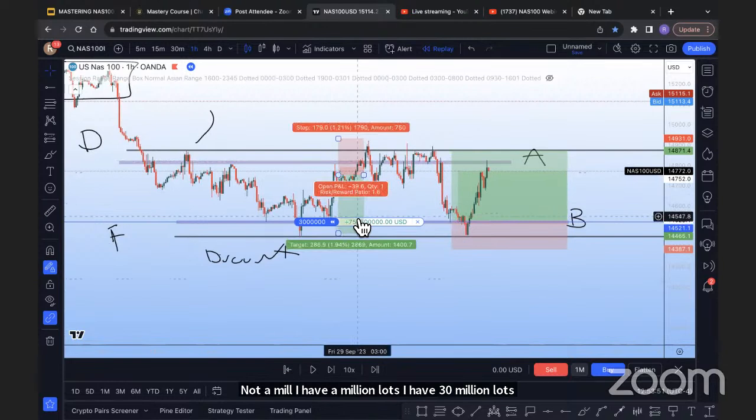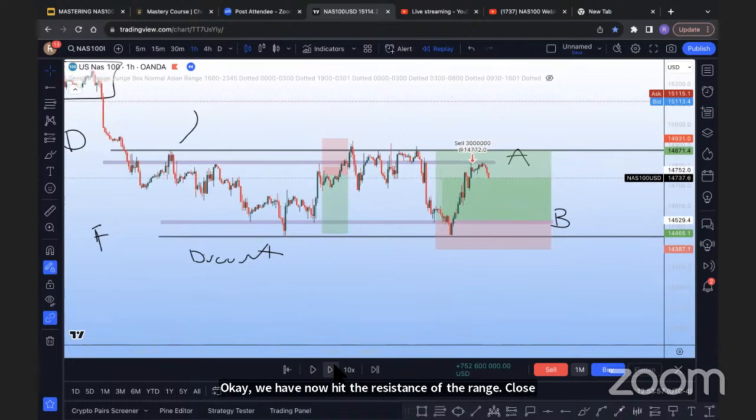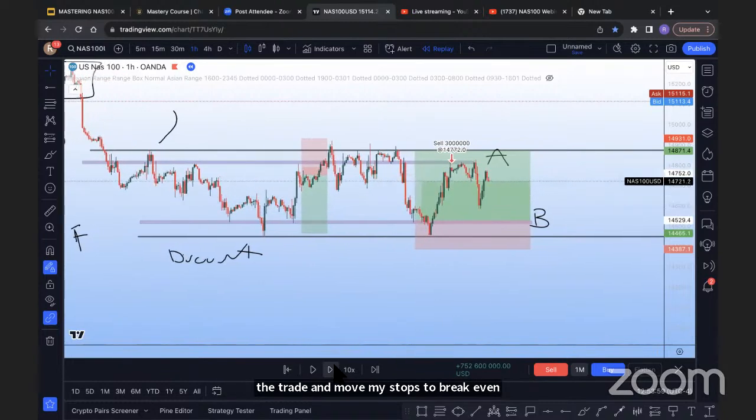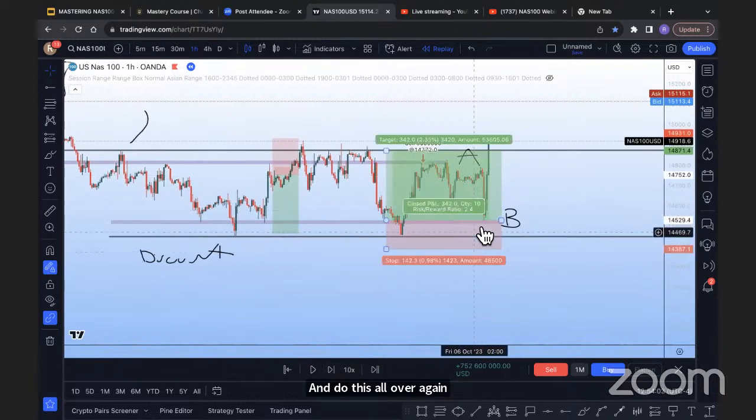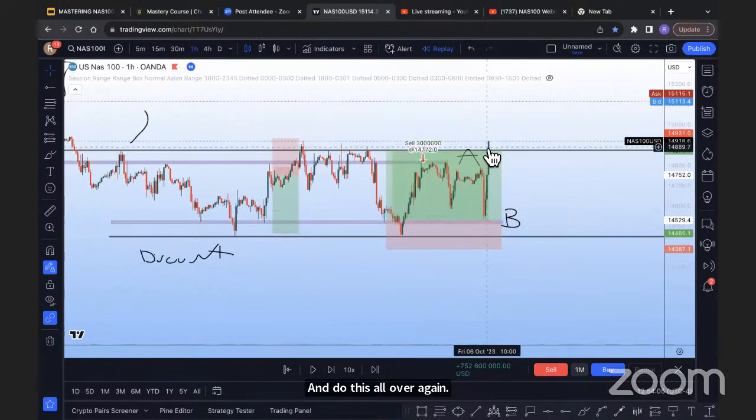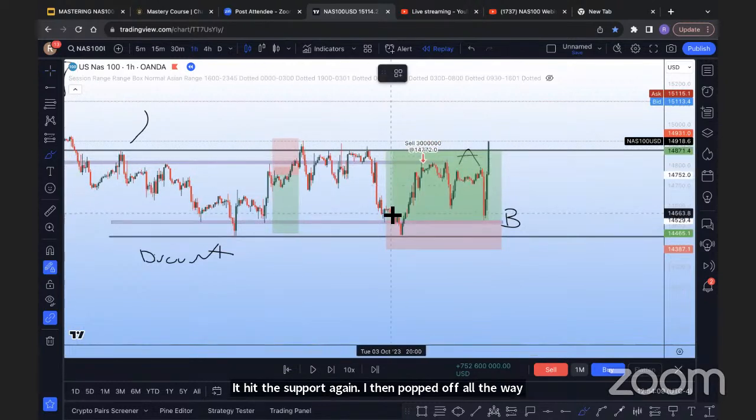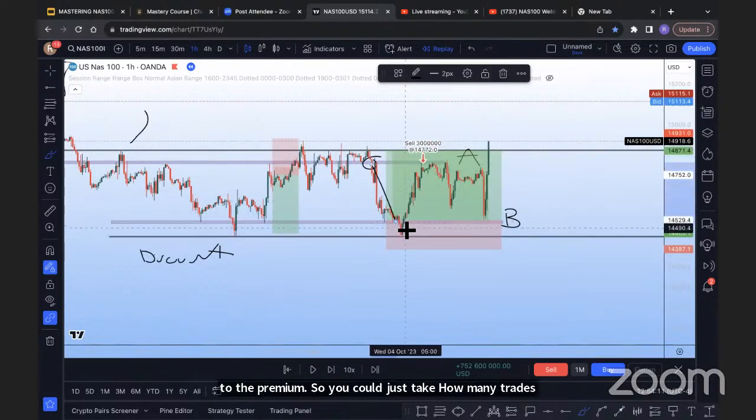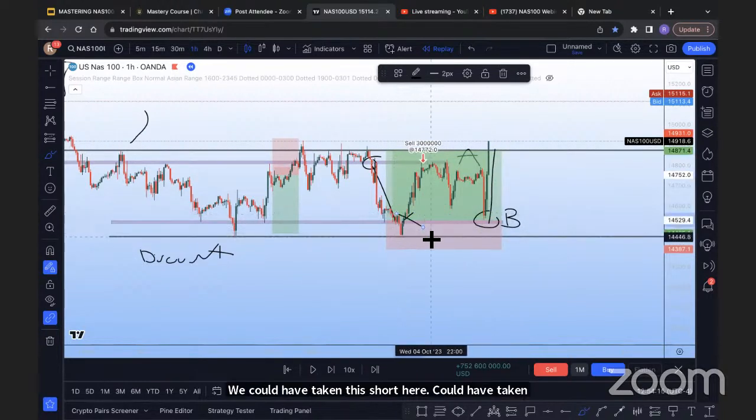Okay, we have now hit the resistance of the range, close the trade and move my stops to break even, and do this all over again. It hit the support again, and then popped off all the way to the premium. So how many trades could we have taken? We could have taken this short here. Could have taken this long here. I did take this long here.